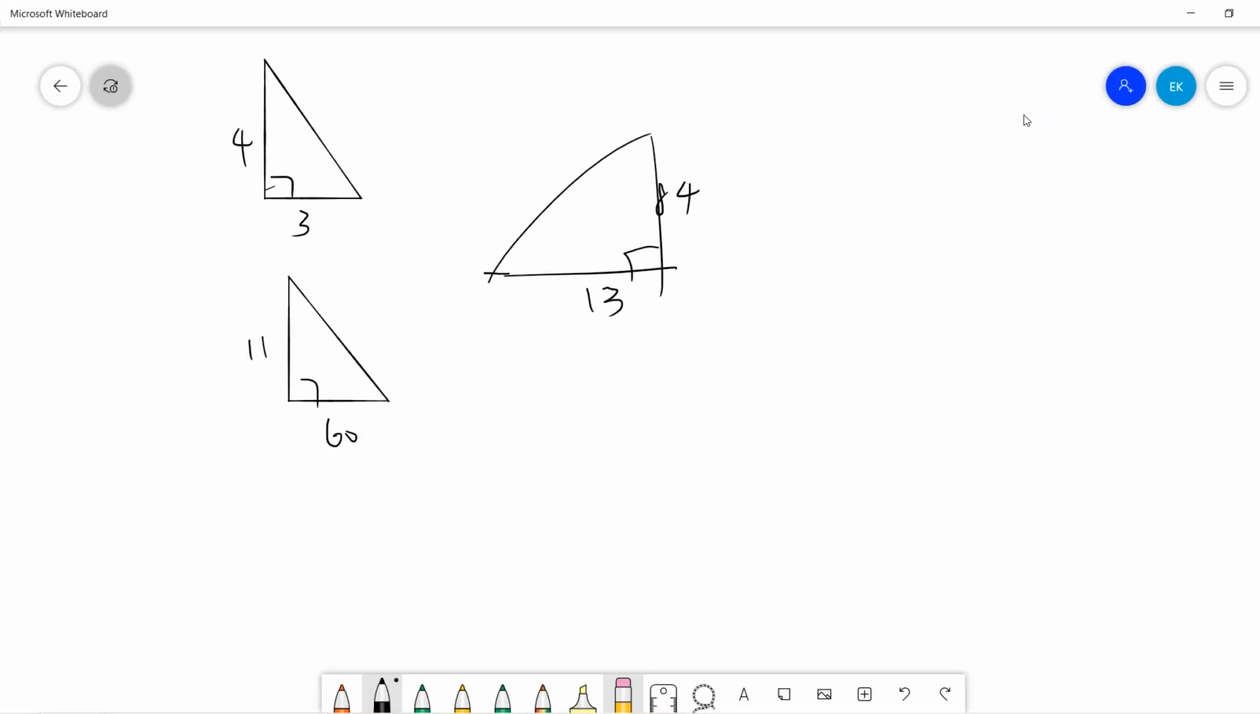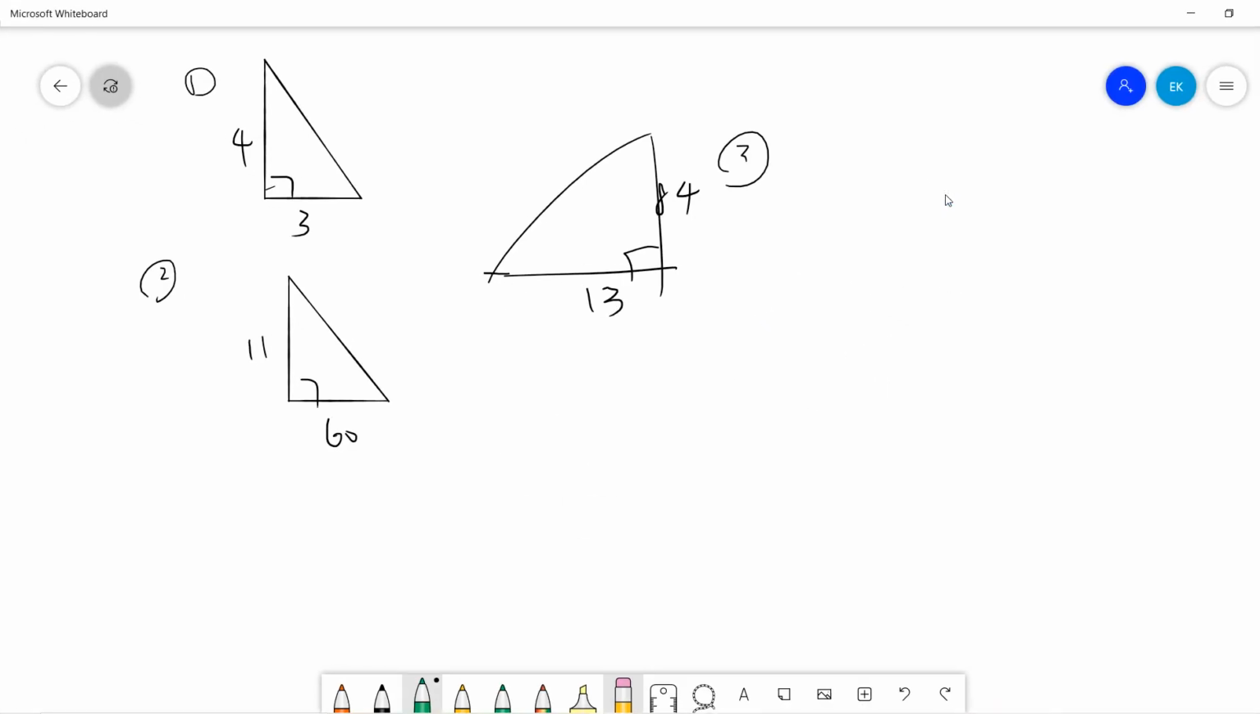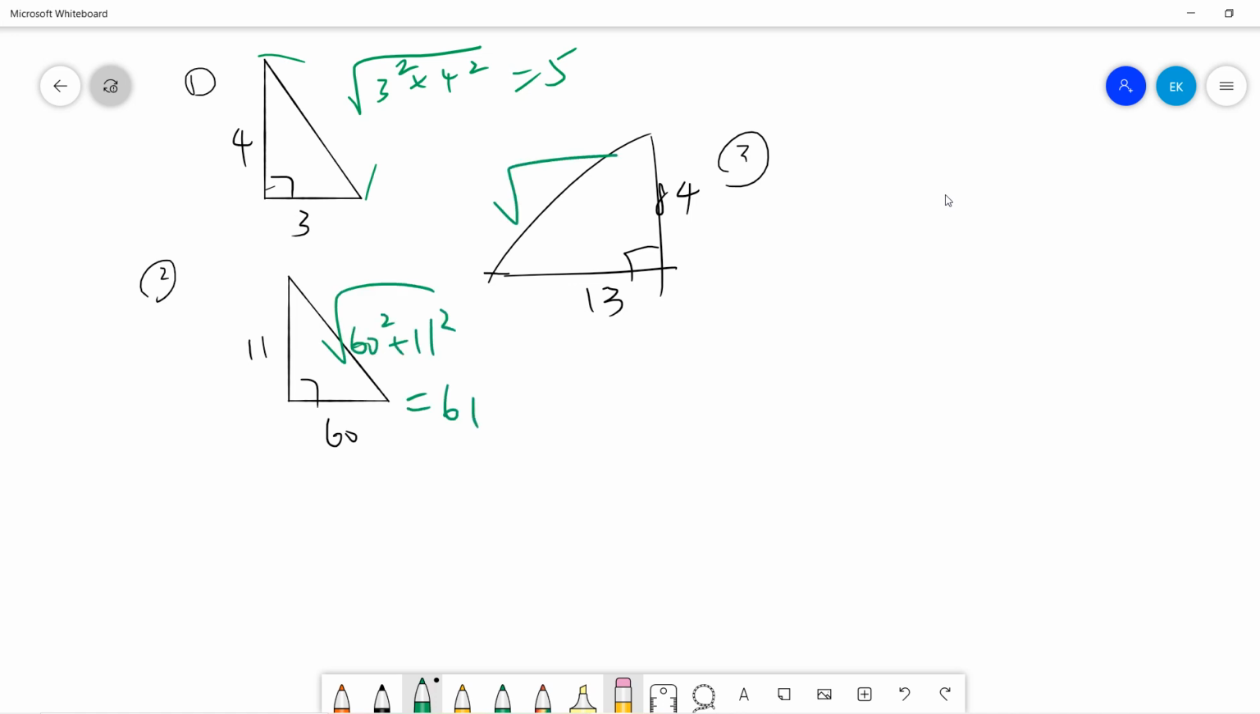Okay, so the author claimed this for three examples. You might go check this video if you're interested. In order to find the third side, the usual idea is that you use 3 squared plus 4 squared, right? It's 5. And you can check that 60 squared plus 11 squared gives 61, and 13 squared plus 84 squared gives 85.